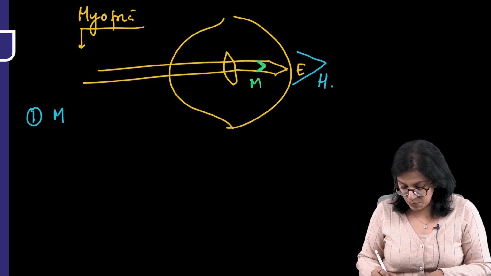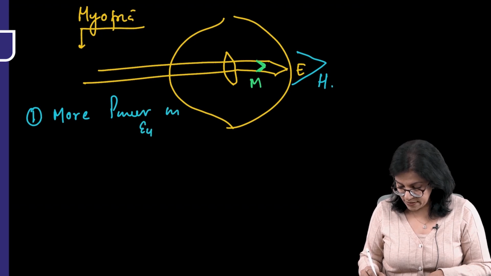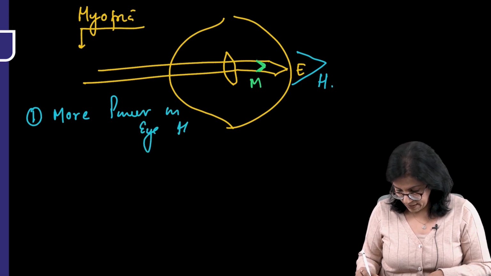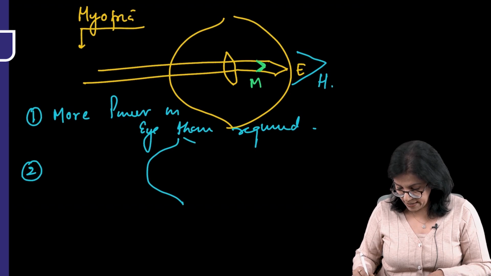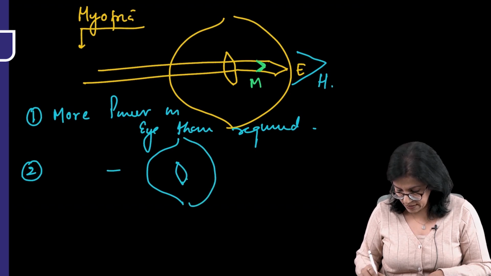Okay, if we have understood, let's quickly write it. Myopia, M for M is more power. So, more power in the eye than required. Number 1. Number 2, light rays. Let's quickly make the diagram. Light rays are focused in front of the retina.